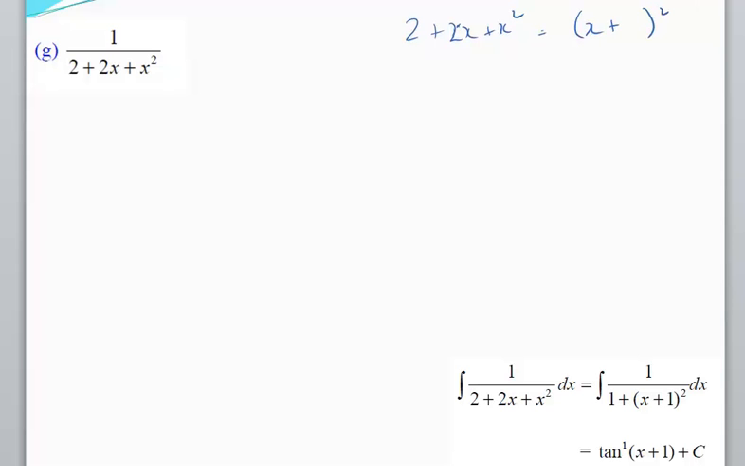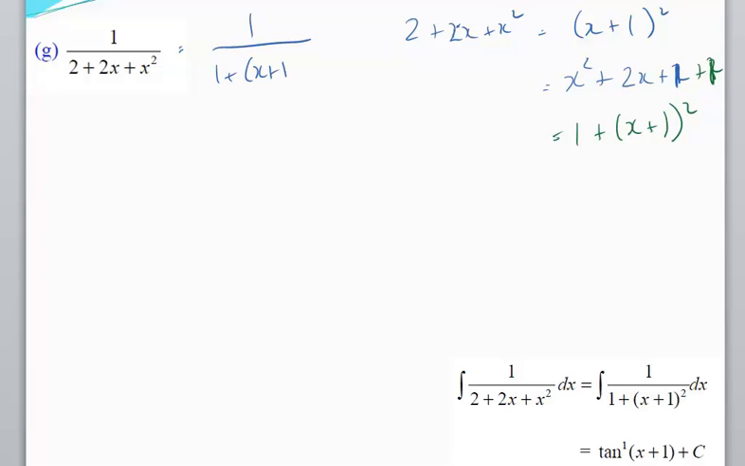So to get to 2x, x plus 1 all squared will give us x squared plus 2x plus 1. So now to get to 2, we're adding 1 more. So it's going to be equal to 1 plus x plus 1 all squared. So we write this one out: it's going to be 1 on 1 plus x plus 1 all squared.